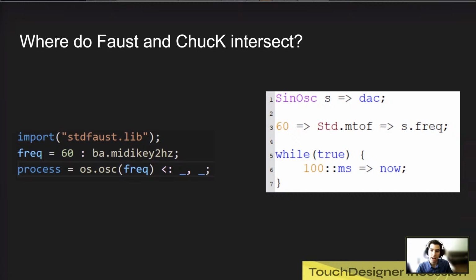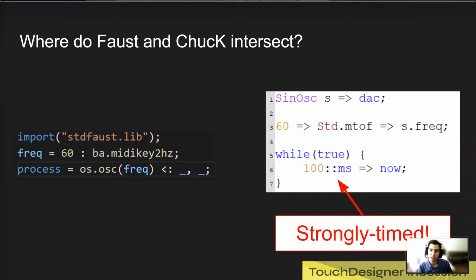And in the bottom section, this is where Chuck is very interesting, and it has something known as strongly timed programming. We have a while true loop that's always going to be true, and in that loop, we chuck 100 milliseconds to now. That's telling the Chuck language to evaluate 100 milliseconds of audio, given everything that has already been expressed to the system so far. We've made this connection between a sine oscillator and the digital to audio converter, so it's saying evaluate that for 100 milliseconds. And this feature of explicitly passing time to now is, I think, essentially the strongly timed feature of Chuck.